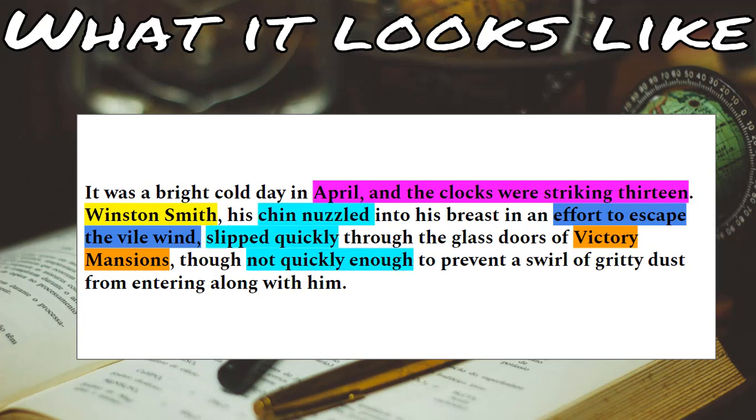Now, this next part is intriguing because if you go through and look at some of the verbs, you're often figuring out the how. How is Winston Smith moving along, going to Victory Mansions? How is he going through and doing all this? Well, it says that he's nuzzling his chin, so he's moving his head down to protect his neck from the cold. And he's slipping quickly, so he's walking somewhere. He's walking to Victory Mansions quite fast because it's cold, but it's not quickly enough to prevent some dust from coming with him.